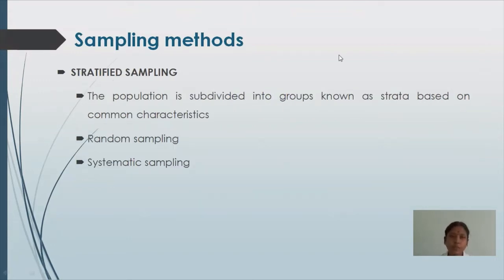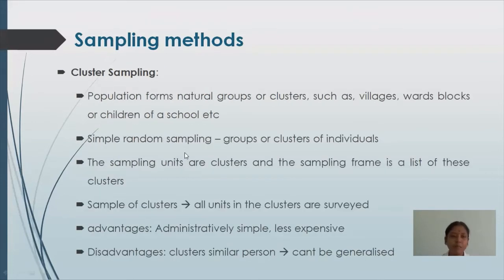The next type is the stratified sampling method. Here the population is subdivided into groups known as strata. That is, we are artificially creating groups, known as strata, based on common characteristics. We will be doing two types of sampling, namely random sampling as well as systematic sampling, in the stratified sampling method. The first is the random sampling method in stratified sampling. That means stratified random sampling.